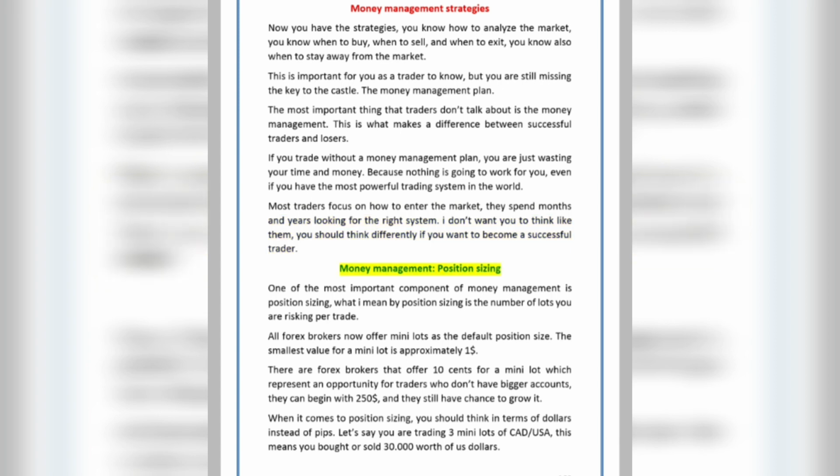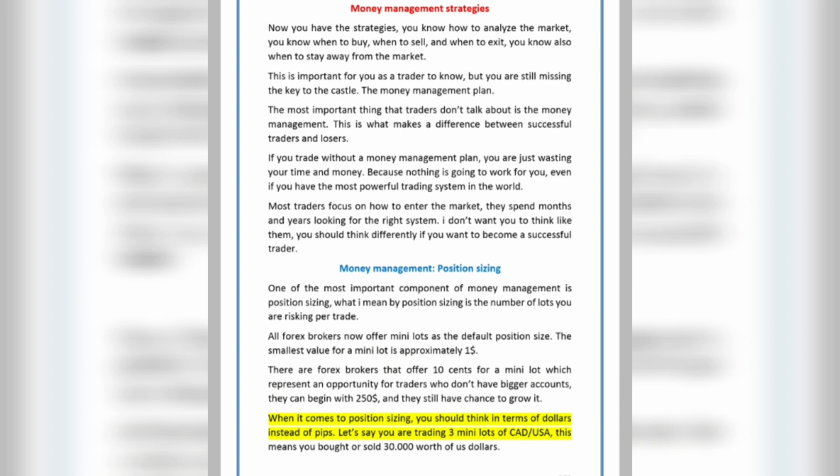Money management, position sizing. One of the most important components of money management is position sizing. What I mean by position sizing is the number of lots you are risking per trade. All Forex brokers now offer mini lots as the default position size. The smallest value for a mini lot is approximately $1. There are Forex brokers that offer 10 cents for a micro lot, which represents an opportunity for traders who don't have bigger accounts. They can begin with $250 and they still have a chance to grow it.